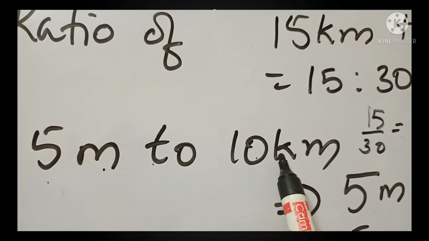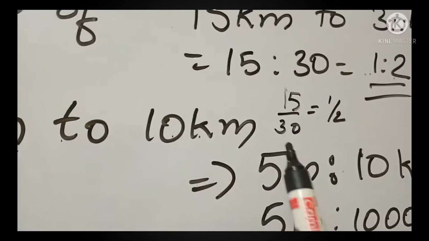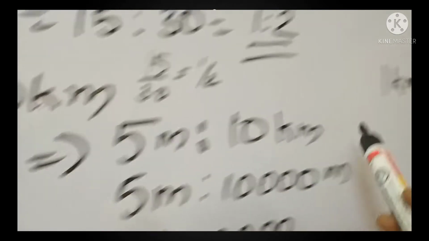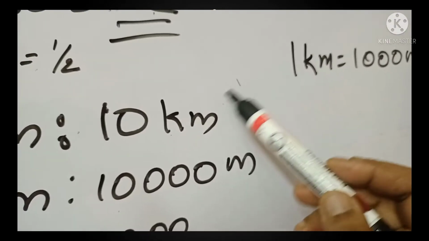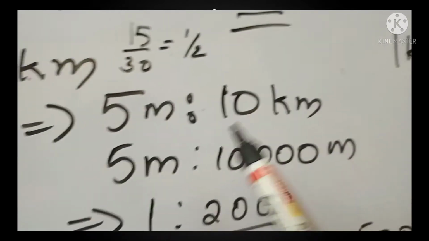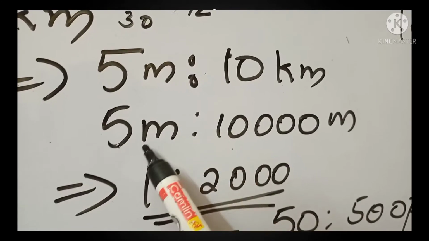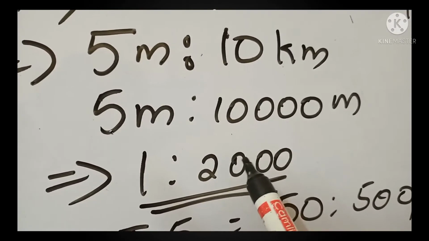Here both are in different units. So we want to convert both into one unit by writing 10 kilometer as 10,000 meter, since 1 kilometer is 1000 meter. So 10 kilometer is 10,000 meter. So 5 meter is to 10,000 meter. We can cancel 5 and 10,000. Then it will become 1 is to 2,000.